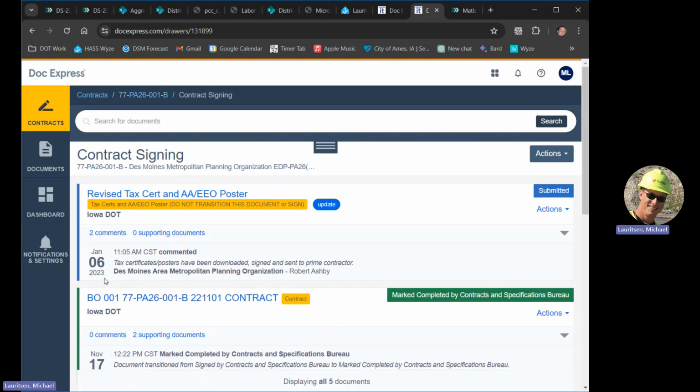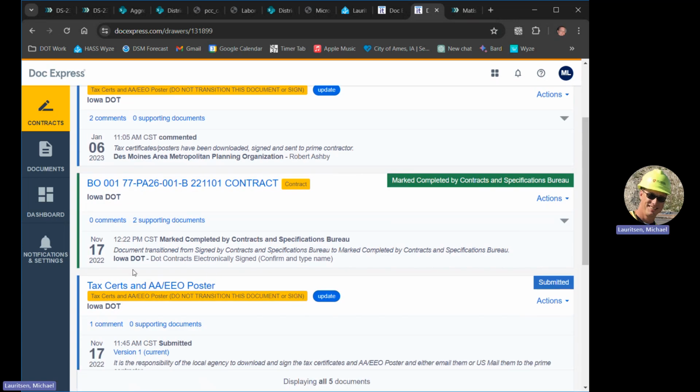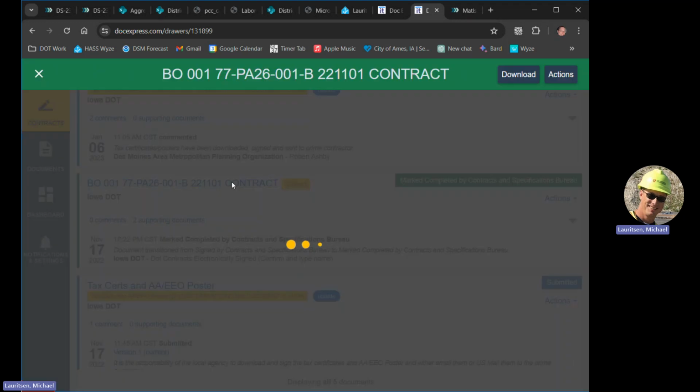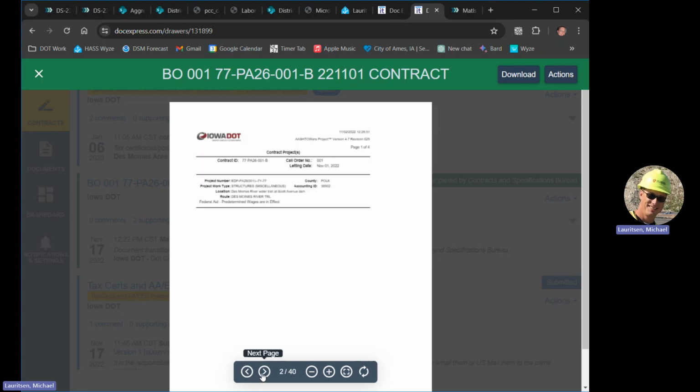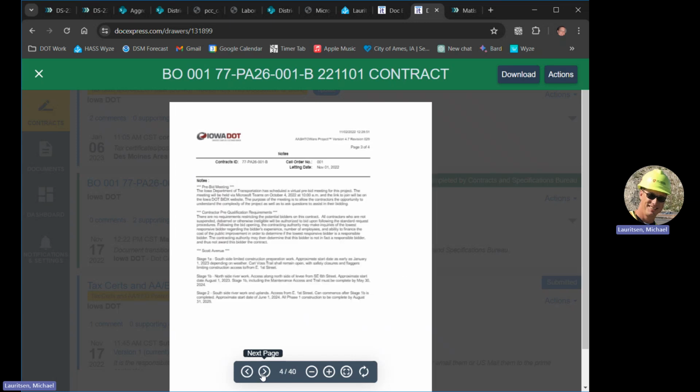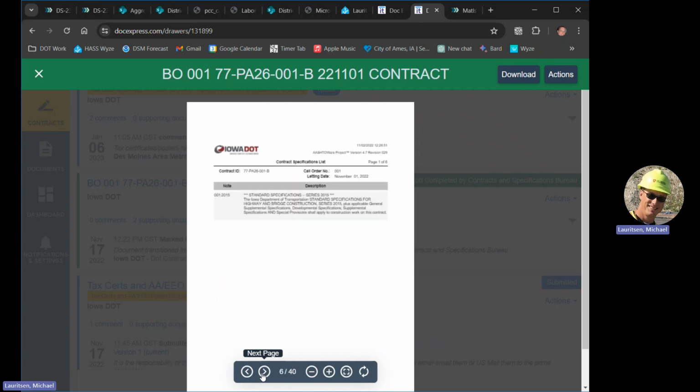That's their drawer structure. And then we just go down and look for the actual contract, which will always start with BO for bid order. You can click into it and open up the contract. We're not concerned with the first few pages. The fifth or sixth page has a different look to it, so I'm just going to hit next, next, next, next. Okay, this is the look I'm looking for, where it tells you what the different standards or specs are.